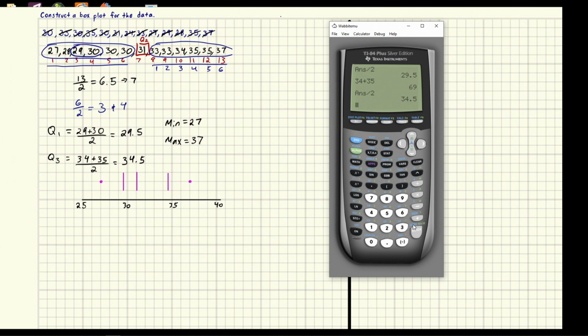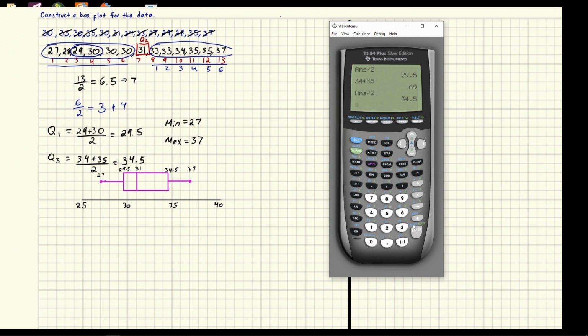And I actually will sometimes label the numbers. If you're on paper, this is especially good to do, because it lets the teacher know you know what these numbers are supposed to be. So this is 27. This is going to be 29.5. This is going to be 31. This is going to be 34.5. And this is going to be 37. And what we're going to do is connect the quartiles, making a box. And then we're going to connect these outer parts. And this is our box plot.